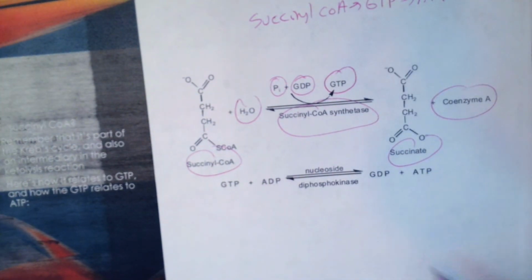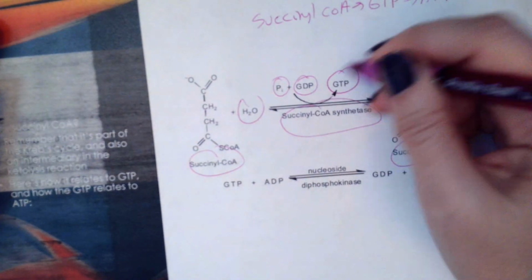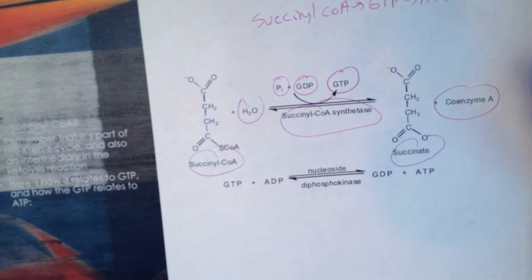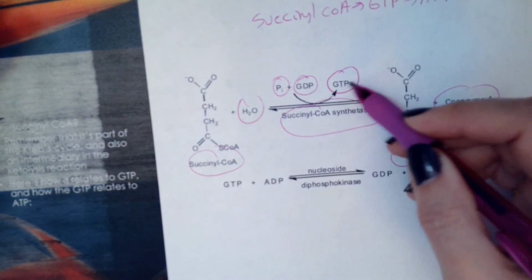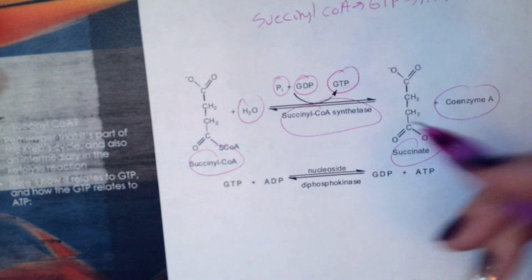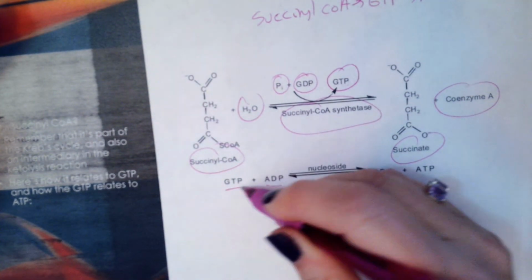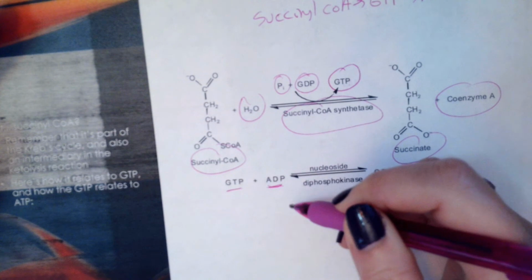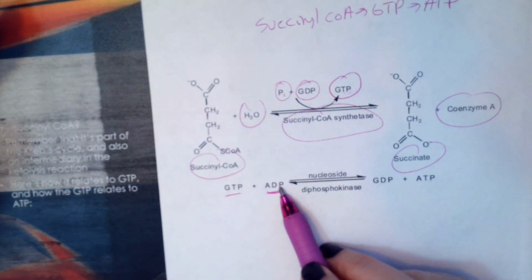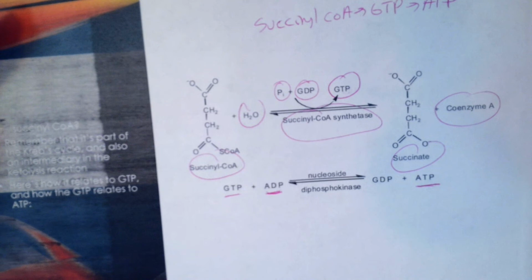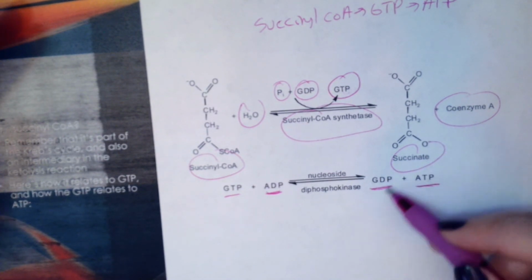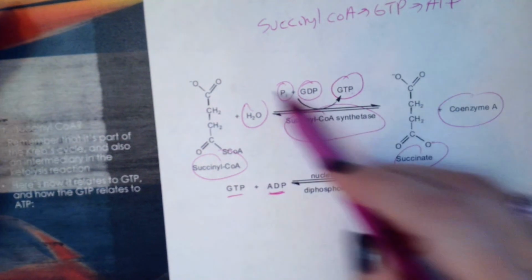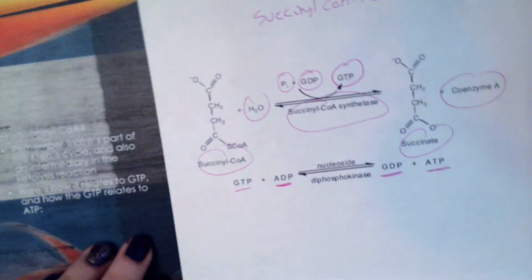Now we have to take our GTP and turn it into ATP, and really all we're doing is taking one of the phosphates off of GTP and putting it onto ADP. Now we have ATP because we added the phosphate to ADP, and we took a phosphate away from the GTP, so we have GDP again, ready to do it again. So that's where that molecule comes from.